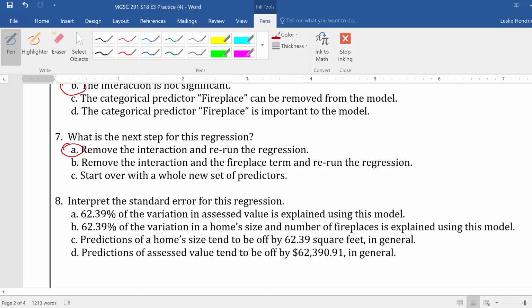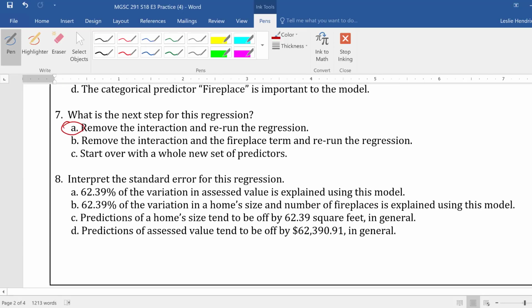All right, what is the standard error for regression? That tells you how far off your predictions of the Y are in general. So the standard error for this regression, our Y was the assessed value of a home. So predictions of assessed value tend to be off by $62,390.91 in general. So one of these is probably the R-squared.